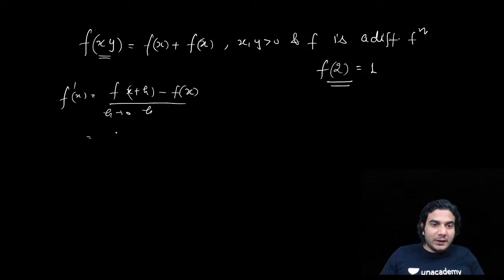Well, you can take x common from this. So you can write f of x into 1 plus h upon x, in this way, minus f of x, all right, and divided by h.